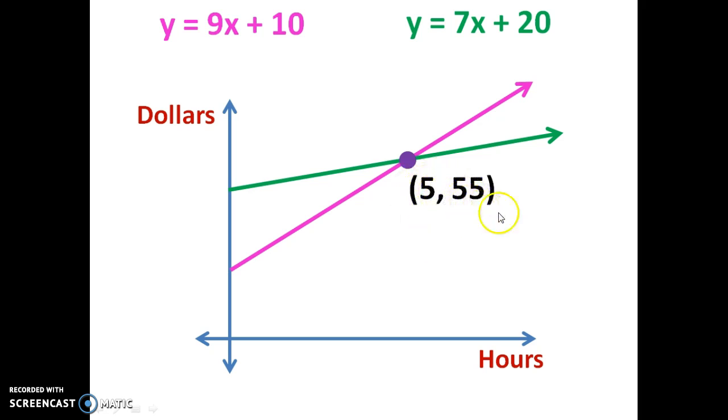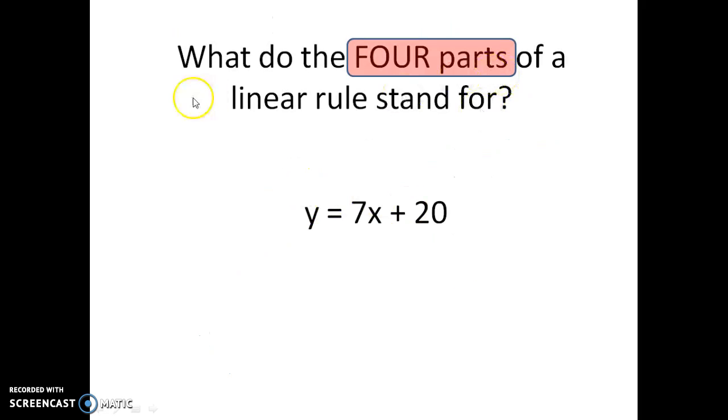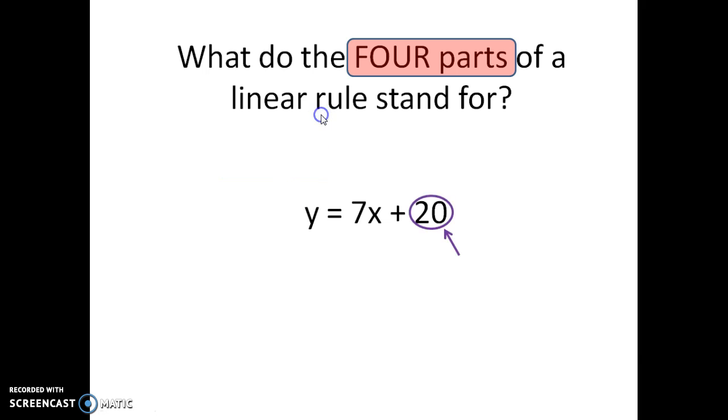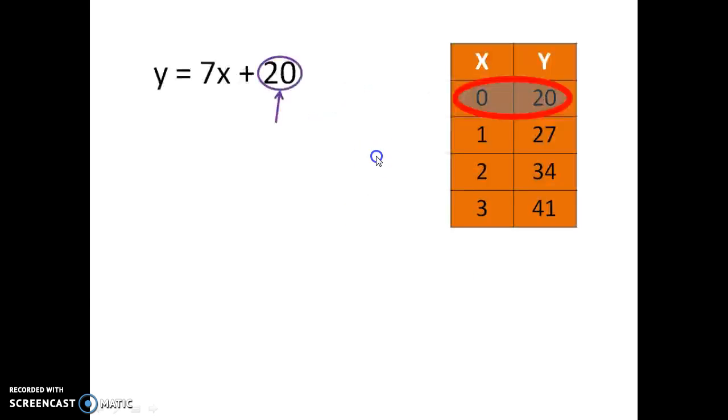When we work 5 hours, we would earn $55 from both equations. So what do the four parts of the linear rule stand for? Well, remember, x is the input, y is the output. The 20 and the 7, we need to figure out what those mean.